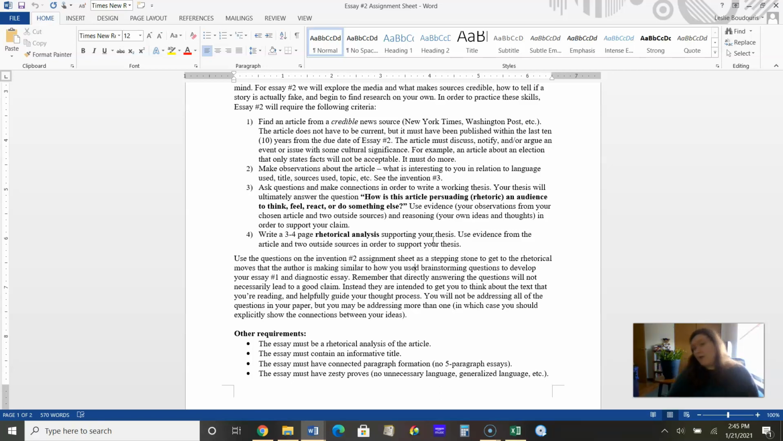The number one problem my previous students have had with this paper is that they tend to talk about the content of the article. For example, last semester, one student had an article about gun control. And instead of analyzing how the article about gun control persuaded an audience to think, feel, or do something about that topic, they wanted to write a paper about the topic of gun control. You want to be very careful that you don't do that, because that's very common.